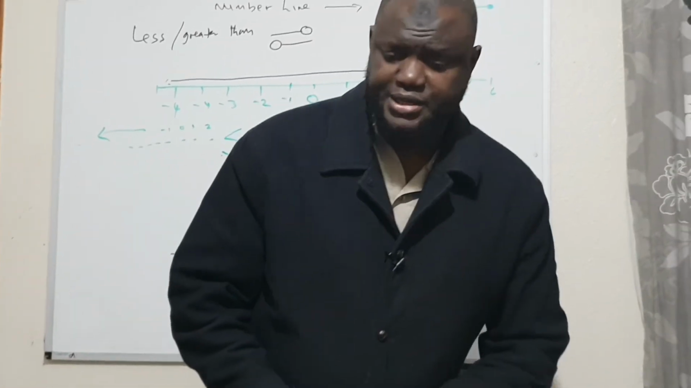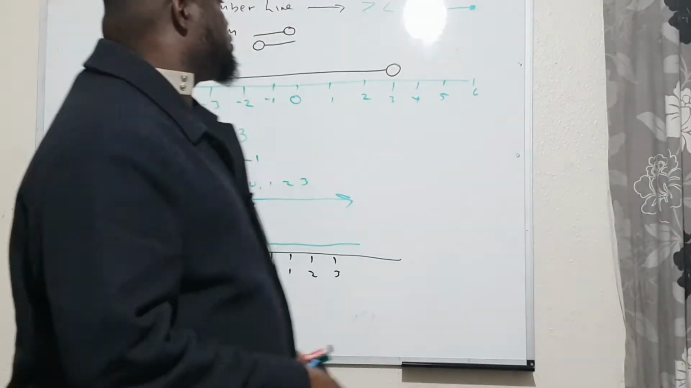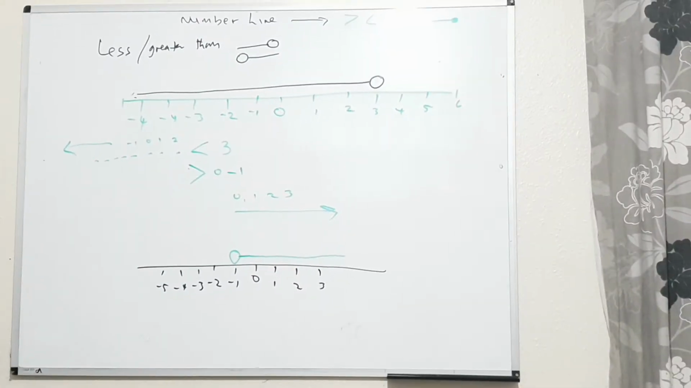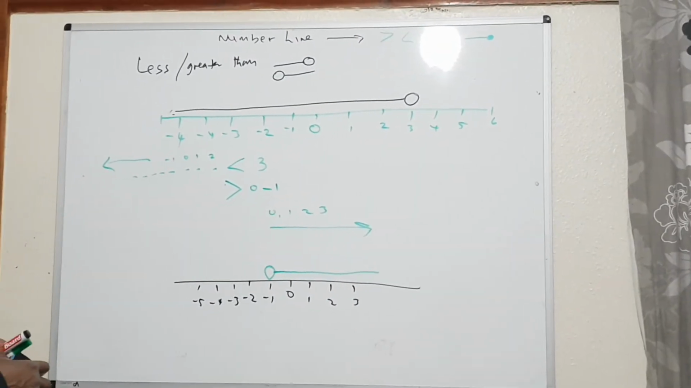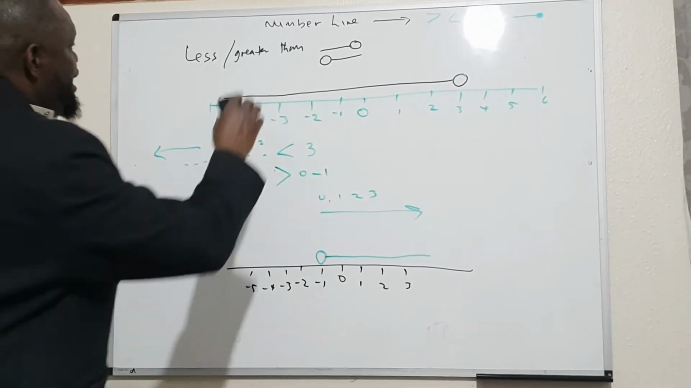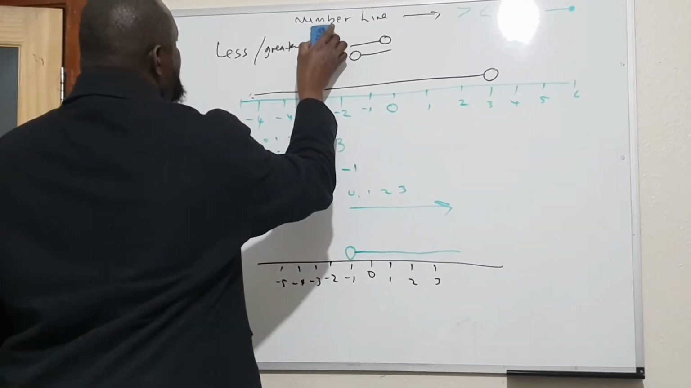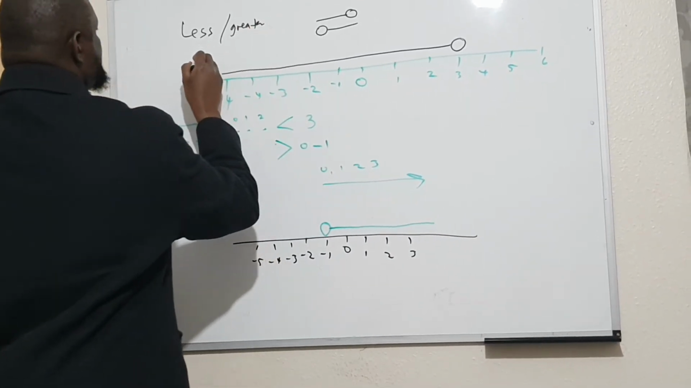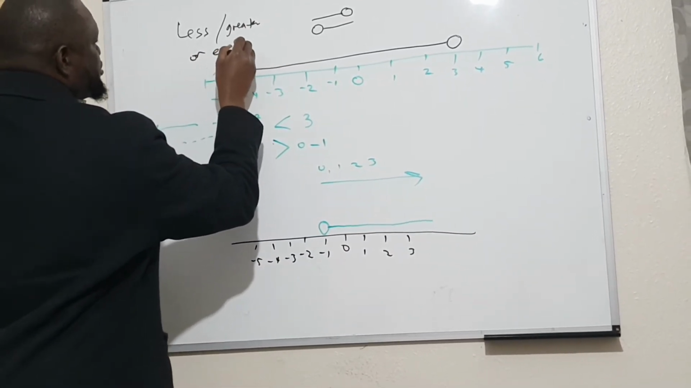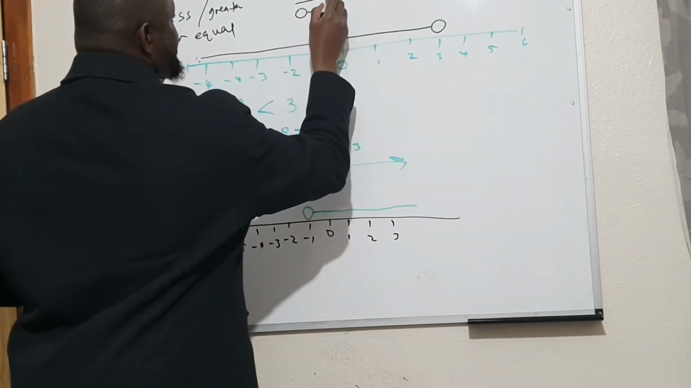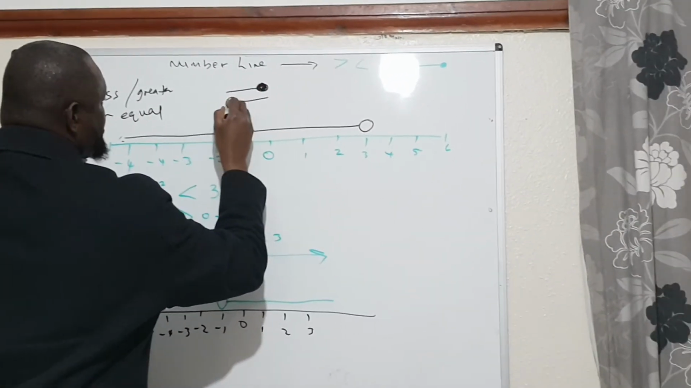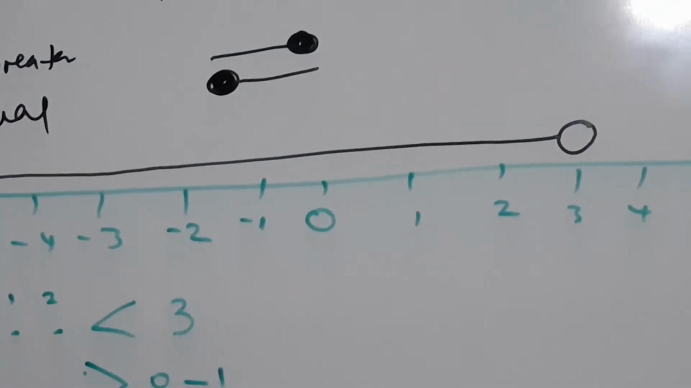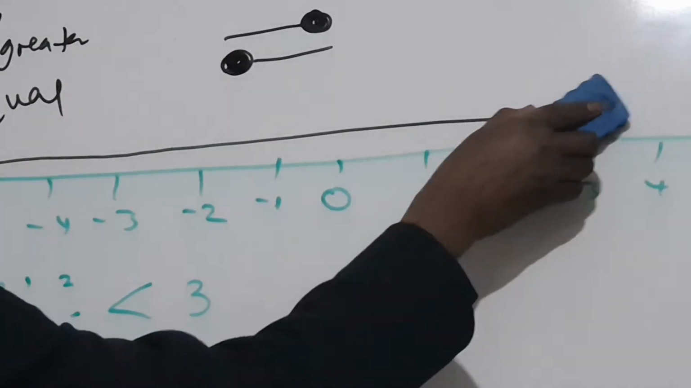Yes, you guys are busy writing, okay? So look at these two scenarios. Now when we have equal to, greater than or equal to, less than or equal to, that means this has to be shaded. Okay, this has to be shaded.